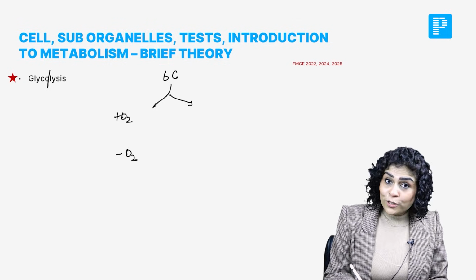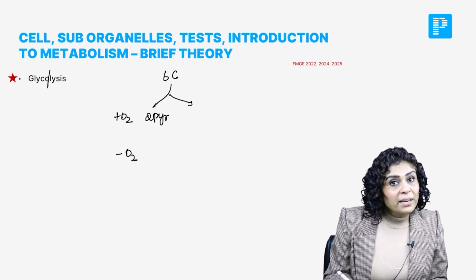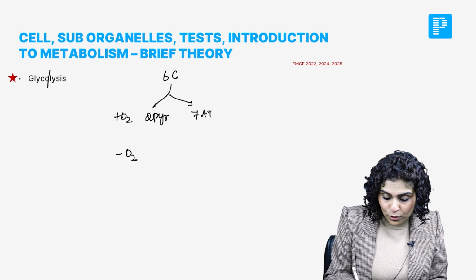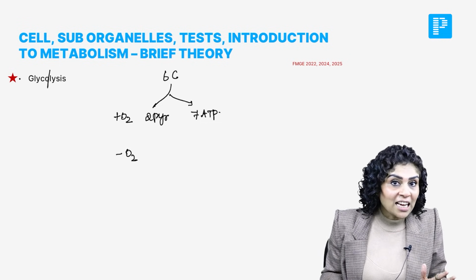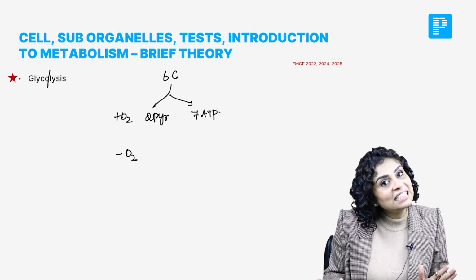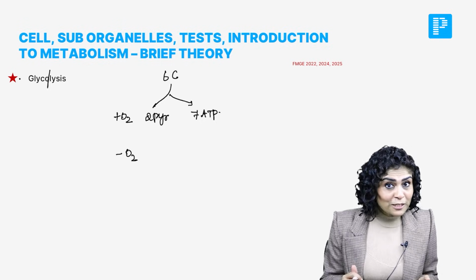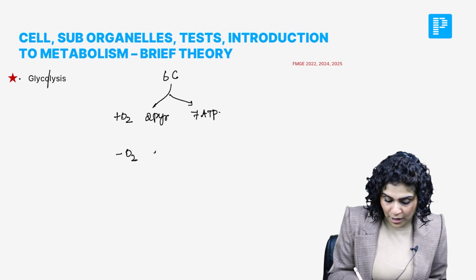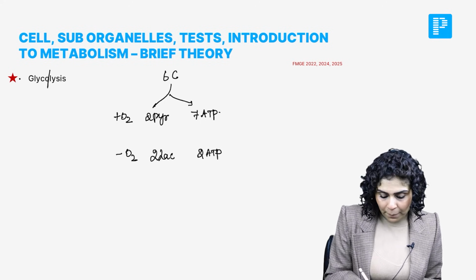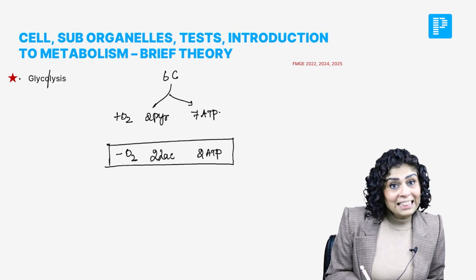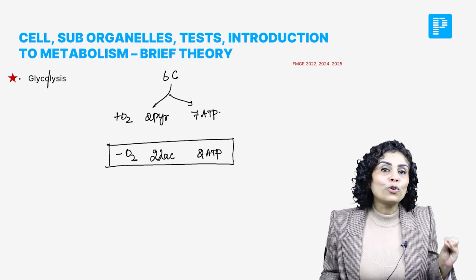When the process occurs aerobically, products formed are 2 molecules of pyruvate and 7 molecules of ATP. Let me repeat this. The products of aerobic glycolysis are 2 molecules of pyruvate and 7 molecules of ATP. When the same process happens in the absence of oxygen, products formed are 2 molecules of lactate and 2 molecules of ATP.